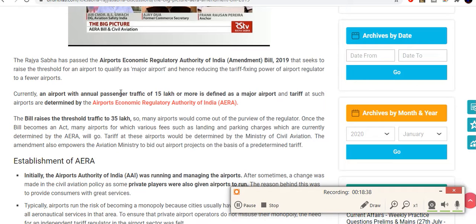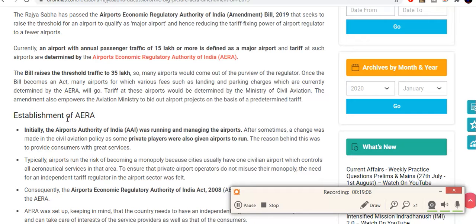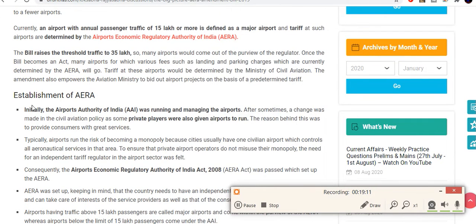Now this is the economic regulatory body. Okay, as the name suggests, Rajya Sabha has passed the Airports Economic Regulatory Authority of India Amendment Bill 2019 that seeks to raise the threshold of airport to qualify the major airport, and hence reducing the tariff fixing power of airport regulator to fewer airports. Okay, so basically what you have to understand, first of all, Airports Economic Regulatory Authority.